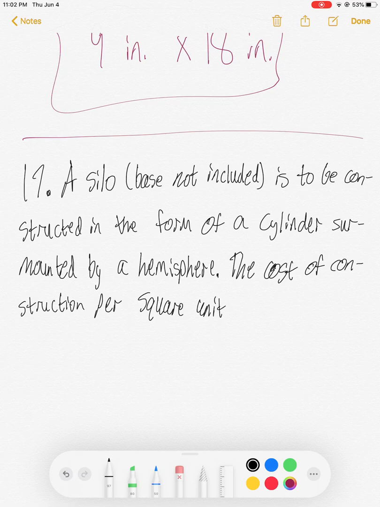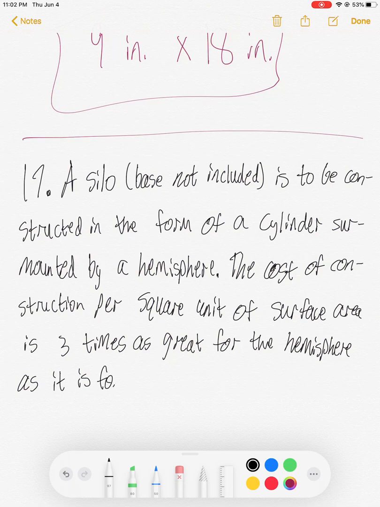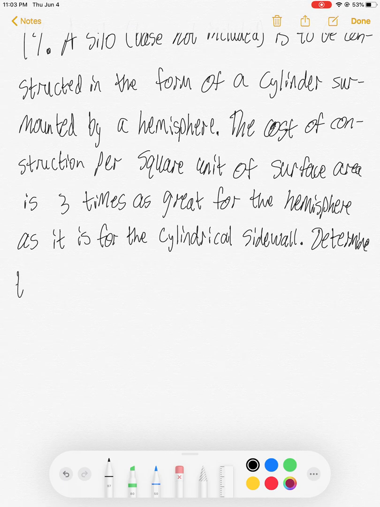The cost of construction per square unit of surface area is 3 times as great for the hemisphere as it is for the cylindrical sidewall. So it's more costly to build the hemisphere.